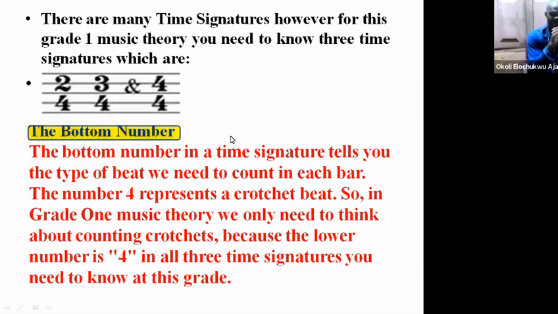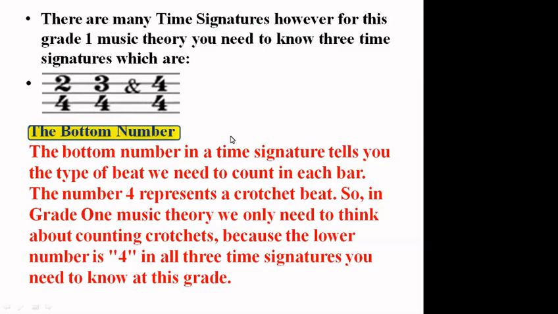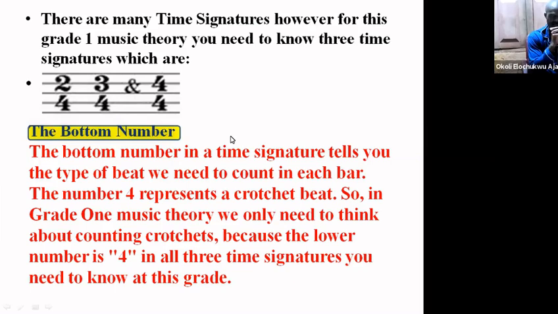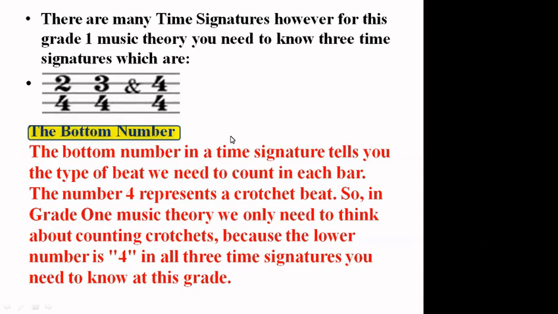The bottom number in a time signature tells you the type of beat we need to count in each bar. Now let's remind ourselves again. The semibreve is a whole note. The minim is a half note and it is 2 beats, half note. So the crotchet is a quarter note.